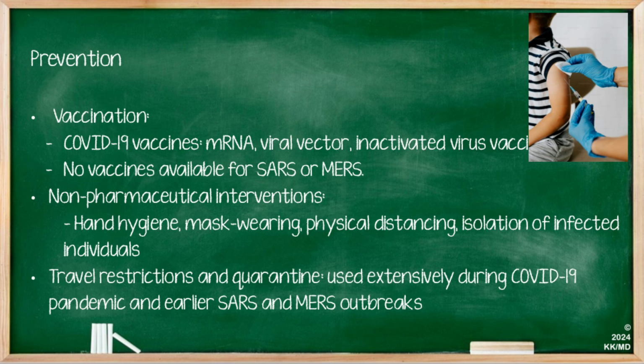The non-pharmaceutical interventions include good hand hygiene, which is important in any infectious disease, really. Mask wearing, as it is transmitted through respiratory droplets, and physical distancing and isolation of those infected individuals. There are also travel restrictions and quarantine, which were used extensively during the COVID-19 pandemic and earlier during SARS and MERS outbreaks globally to try to help prevent some of these cases.